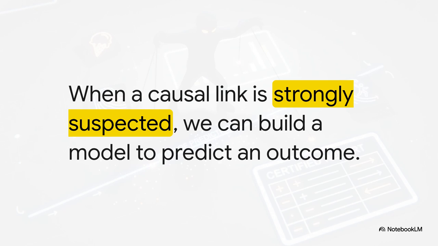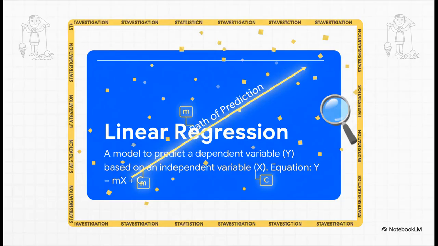This next tool isn't for finding correlation. It's for modeling a cause and effect relationship that we already suspect is there so we can make some educated guesses about what's next. The tool for the job is called linear regression. At its heart, it's just a formula we build to predict an outcome. We call that our dependent variable, or y, based on some factor we think is causing it, our independent variable, or x. The model basically draws a straight line to represent that relationship, and it uses that classic equation you might remember from school, y equals mx plus c.